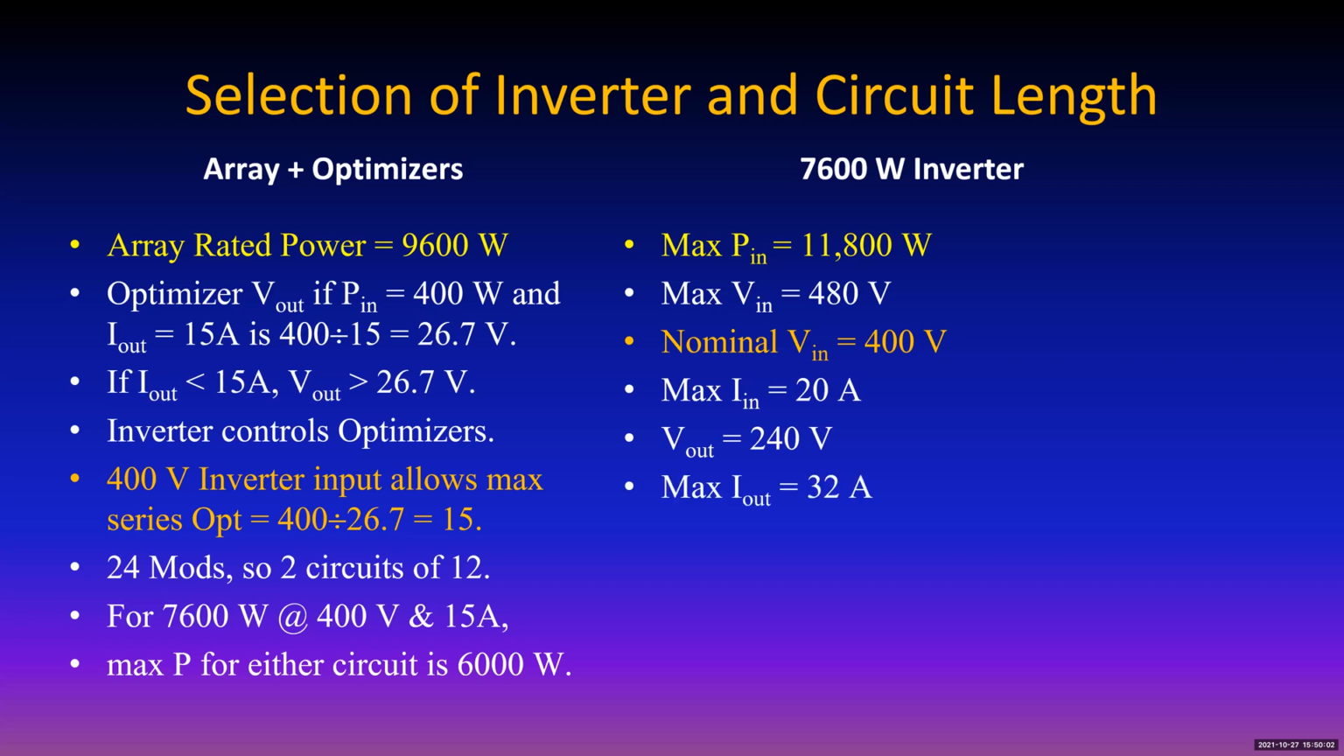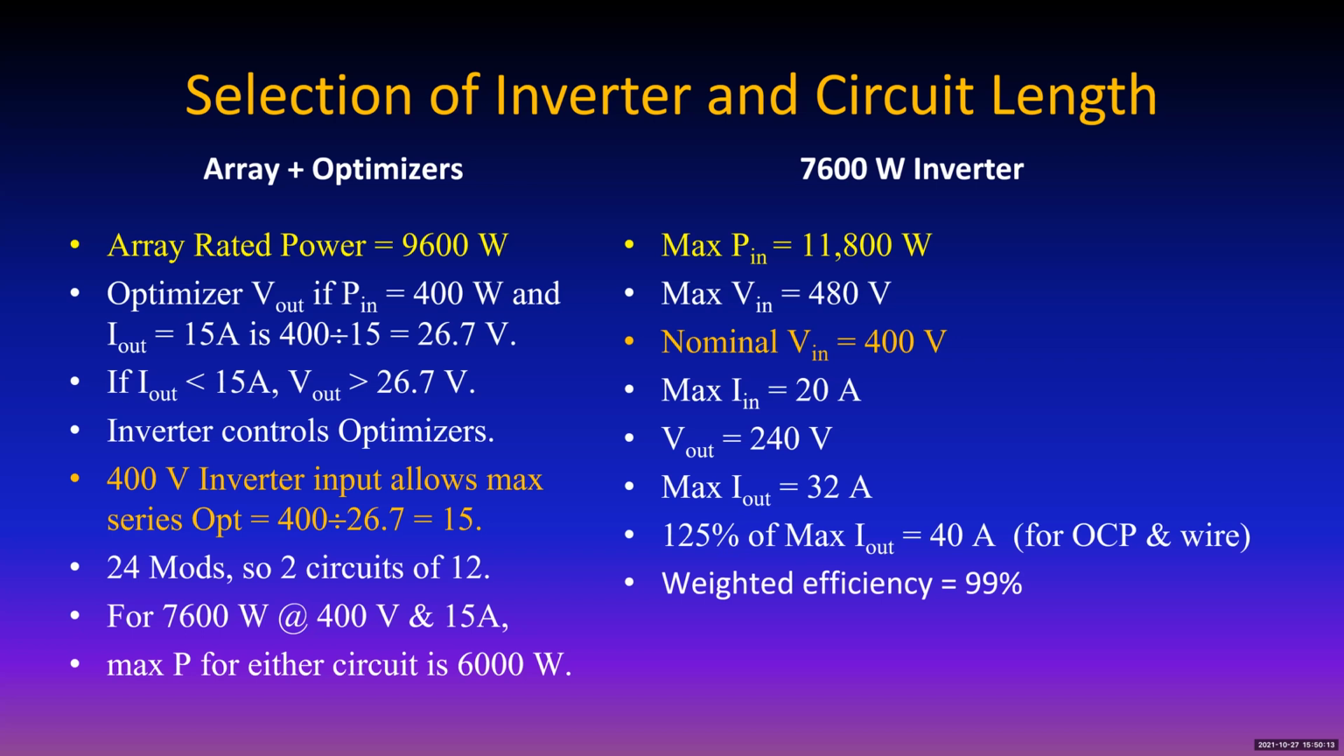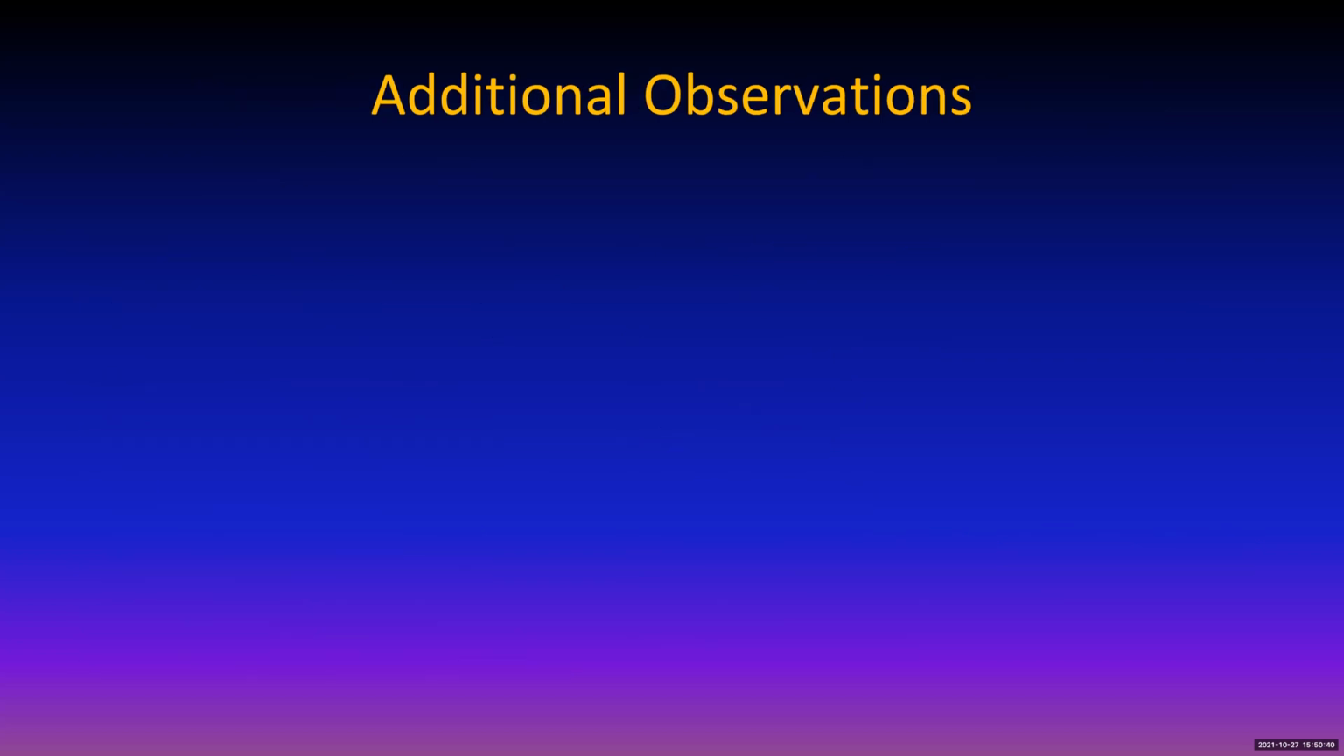Output voltage 240, output current maximum 32 amps. So you need a 40 amp circuit breaker because 125% of 32 is 40. Beautiful inverter, 99% weighted efficiency. Ungrounded input, same thing, same reason. Ungrounded input allows it to operate more efficiently, and that's where you get your 99% efficiency. Almost nothing operates, even a water heater hardly operates with 99% efficiency when all the heat is generated right inside where the water is.